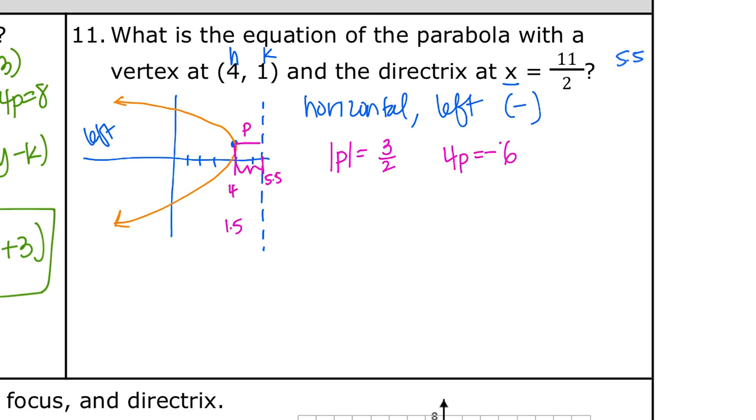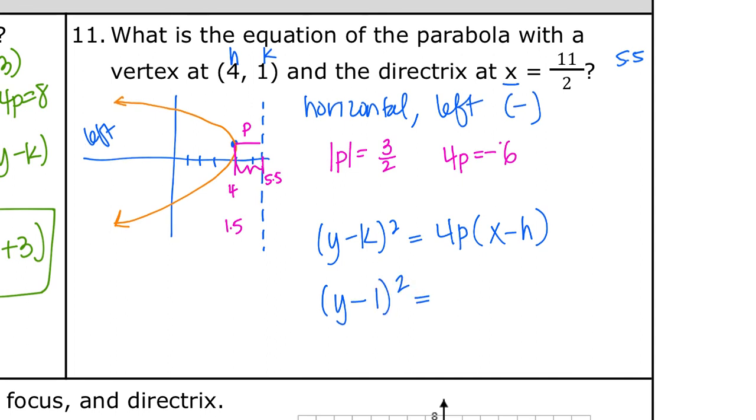So now we're just going to put everything all together. For a horizontal parabola, it starts with (y minus k) squared equals 4p times (x minus h). Let's just put everything that needs to go where it goes. So y minus k is 1. 4p is negative 6. Parentheses x minus 4.